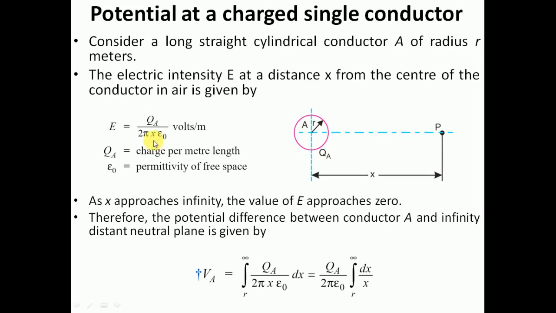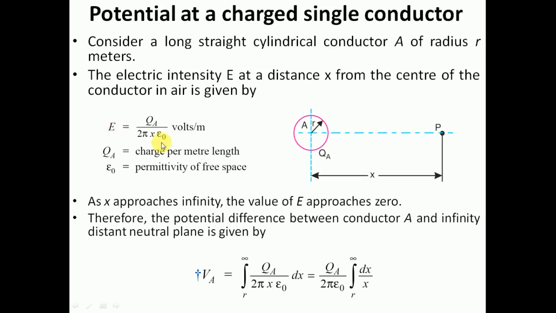In this relation, if you see, when the value of x is approaching infinity, then the value of E becomes 0. Hence we can consider that at infinite distance apart, there exists a neutral plane where the value of electric field intensity is actually 0. That is, we can say that at the value of x equal to infinity, there exists a neutral plane.